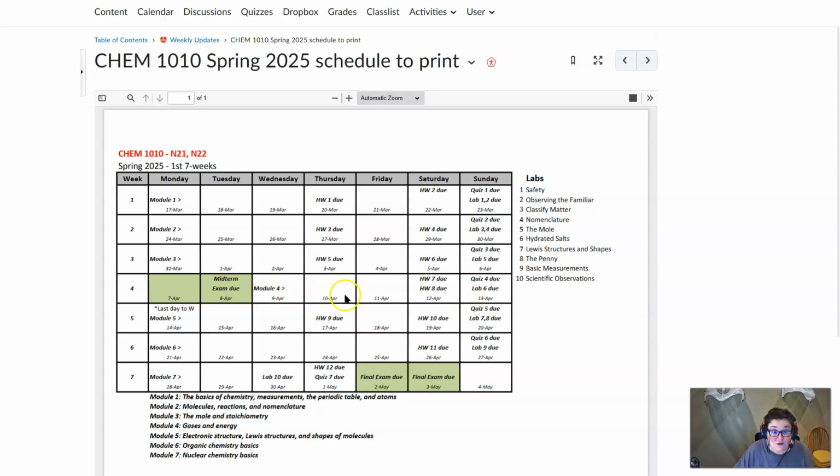So we do have Module 4 this week. Module 4 is gases and energy, and it uses things we've learned in the previous materials, so do make sure that you're continuing to review.